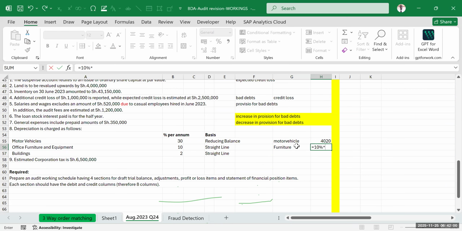Excuse me, Mwalimu. Yes? Just put your cursor on 40/20. I've put it.